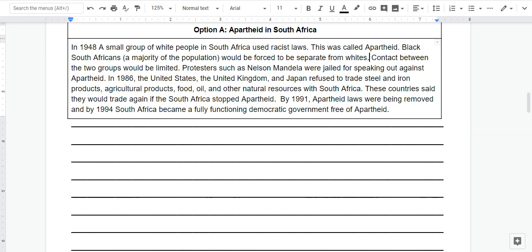In 1986, the United States, the United Kingdom, and Japan refused to trade steel and iron products, agricultural products, food, oil, and other natural resources with South Africa. So they refused to trade. These countries said they would trade again if South Africa stopped apartheid. By 1991, apartheid laws were being removed. And by 1994, South Africa became a fully functioning democratic government, free of apartheid. So they let everybody vote, even the black people. Okay? That's apartheid.